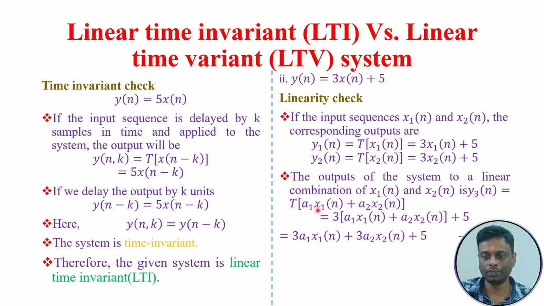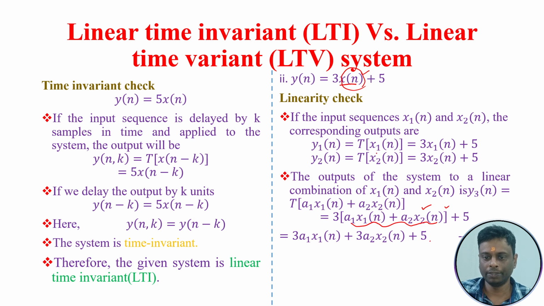that is y3 of n. In this case, we are replacing x of n with a1 x1 of n plus a2 x2 of n. So that will be 3 into a1 x1 of n plus 3 into a2 x2 of n plus 5. So in place of x of n, we are replacing a1 x1 of n plus a2 x2 of n. This is the response of the weighted sum of the inputs, so it will be this one.